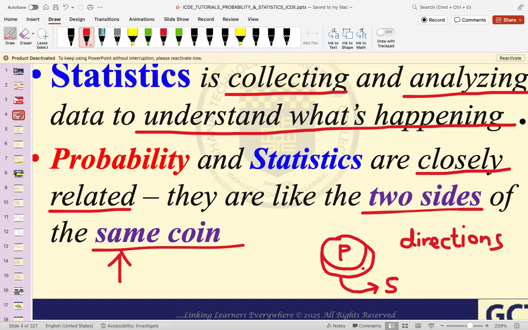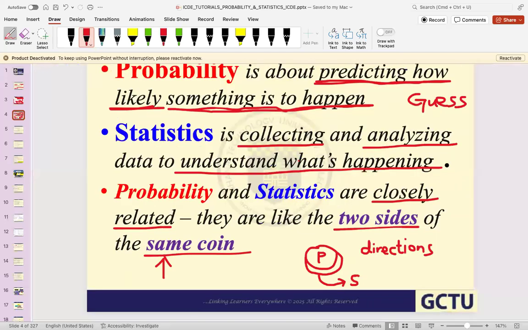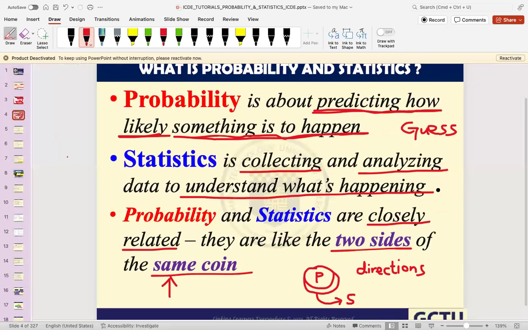And how are their roles related? Their roles are related just like the coin relates the front view and the other side. That is how probability and statistics are closely related. And why do we need these two at the same time?